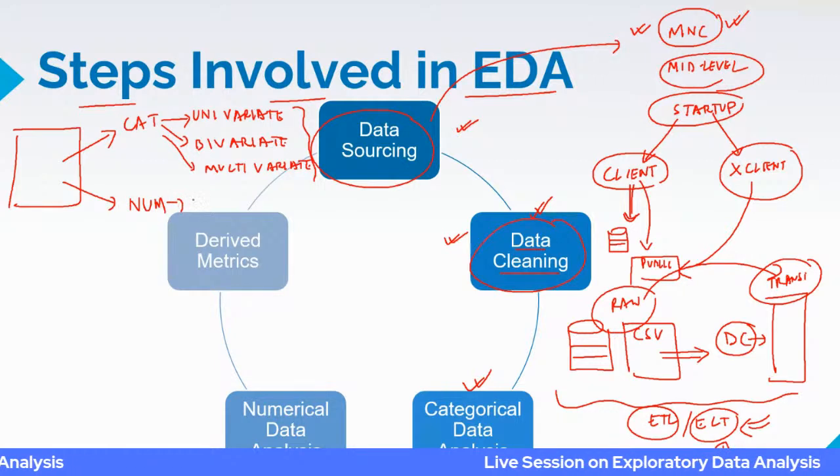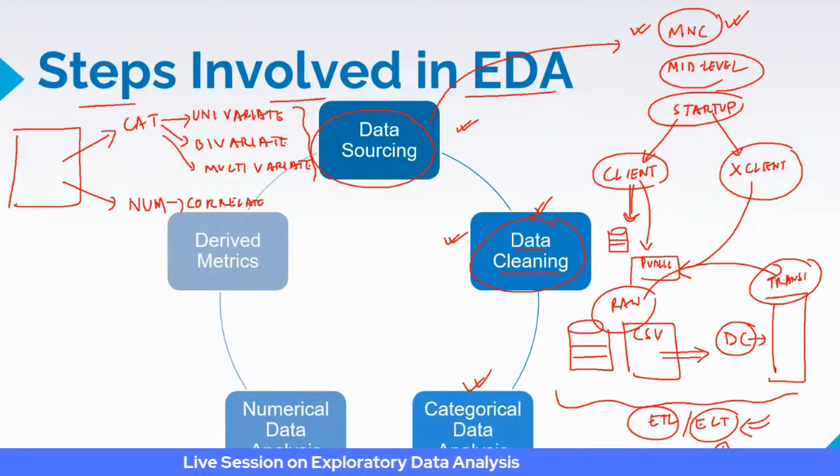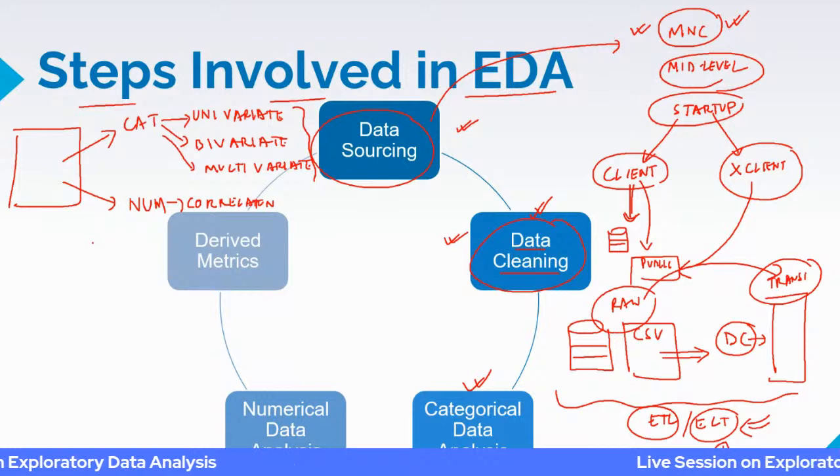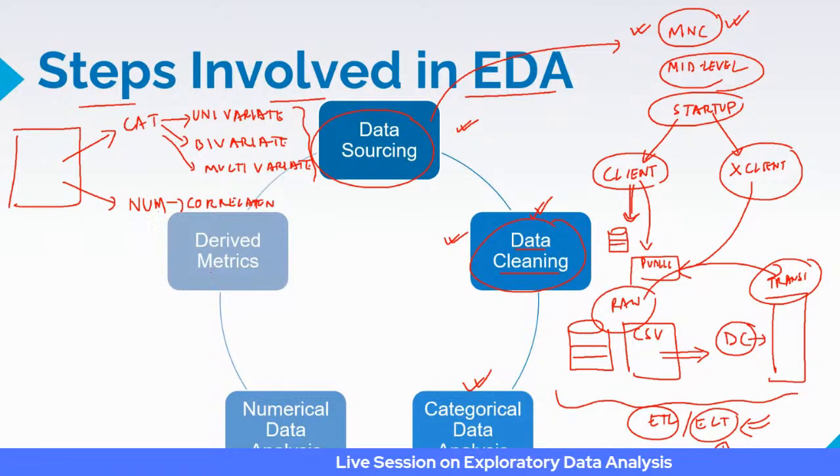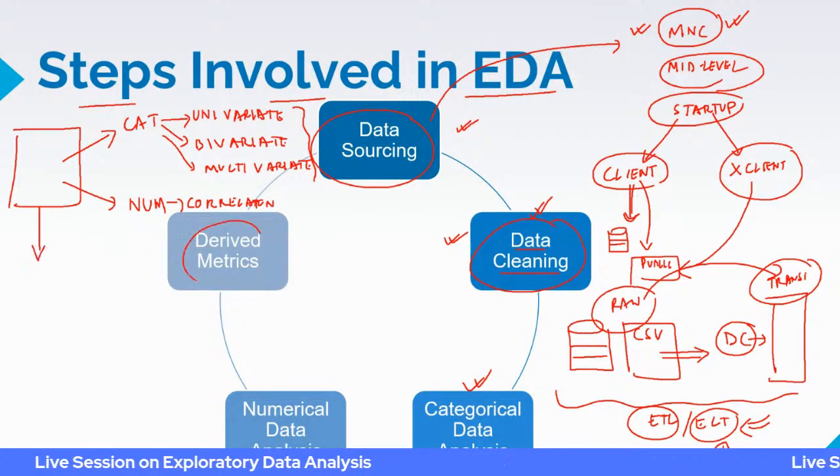In numerical features, we do correlation, we plot some scatter plots and check some values, we plot some distribution plots to check how the distribution is among these numerical features and a lot of things. After that, there are certain scenarios where we also derive metrics.